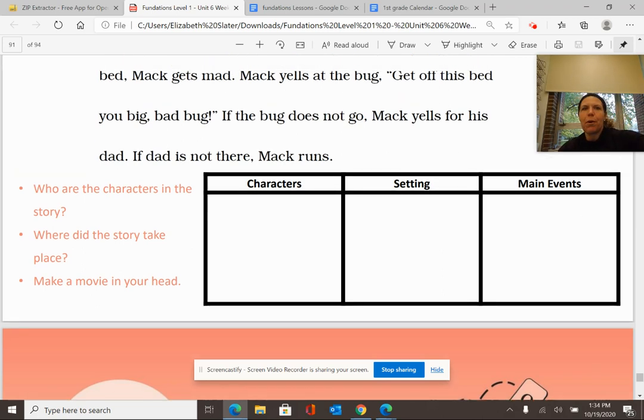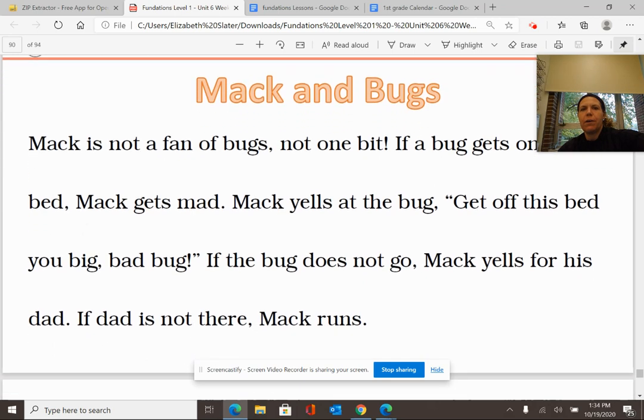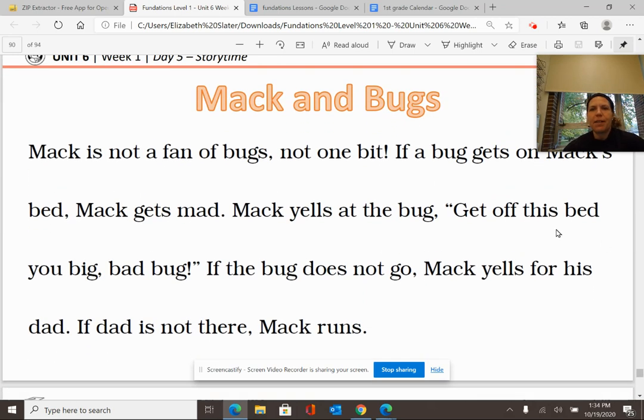Now we need to come up with 3 main events. So let's look back to our story here. What was the first thing that happened in the story? We're talking about how Mac does not like what? Mac does not like bugs. And then he tells us if a bug gets on his what? If it gets on his bed, he gets really mad. And he yells for it to get off. And if it doesn't, what does Mac do? What's the last event of the story? He calls for dad. And if dad doesn't come, then what does Mac do? He runs away. That's what I would do too, because I do not like bugs.